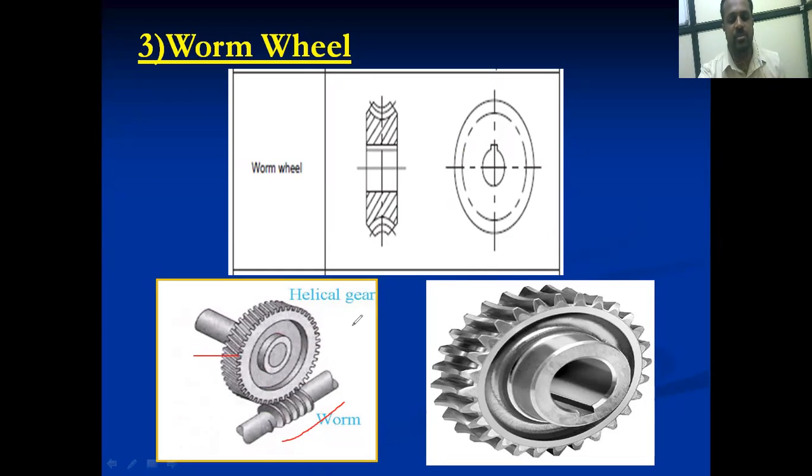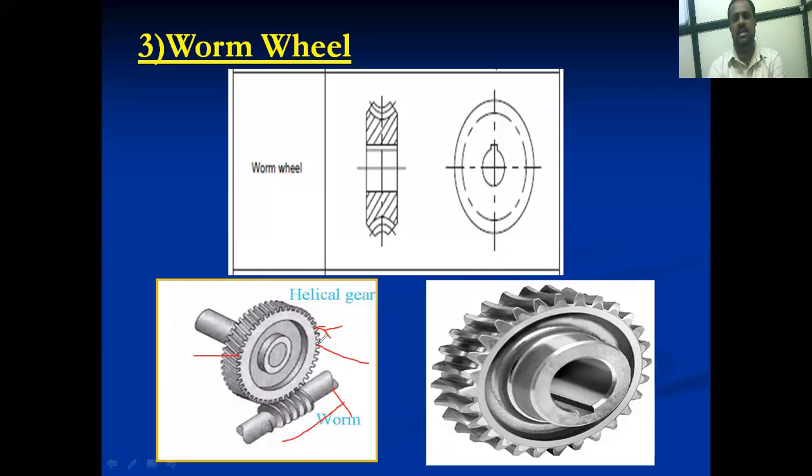Okay, and this assembly we can use for reduction of the speed, by using this worm and worm wheel. Now we want to draw the conventional representation for only the worm wheel. This is the worm wheel. This gear is called the worm wheel, and this is called the worm only. Now we have to draw the conventional representation for this worm wheel.